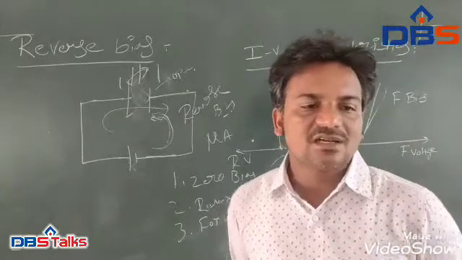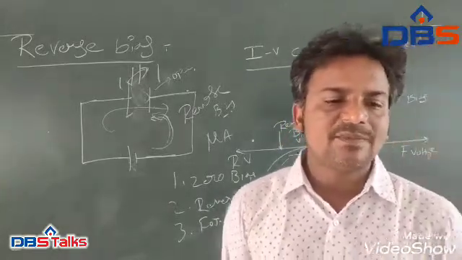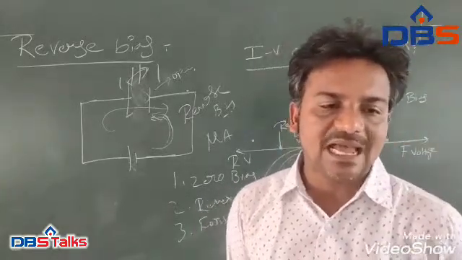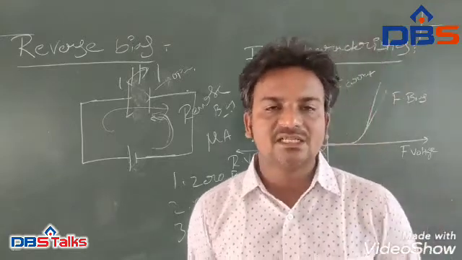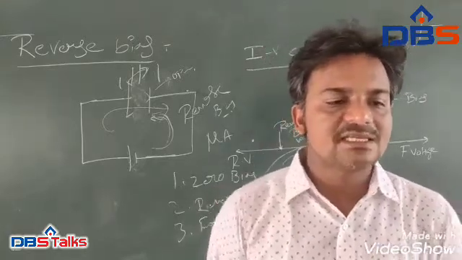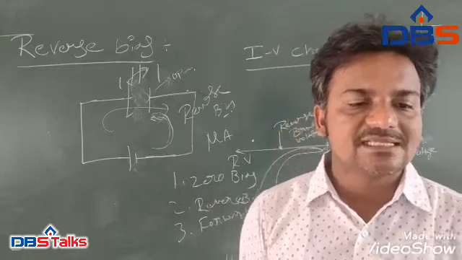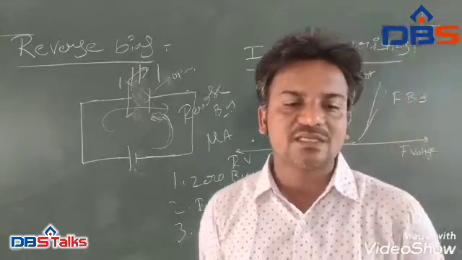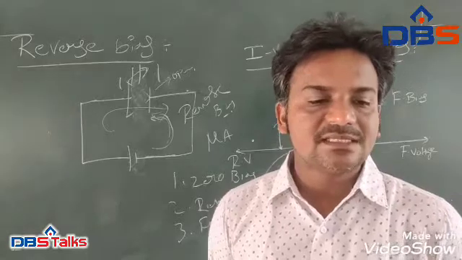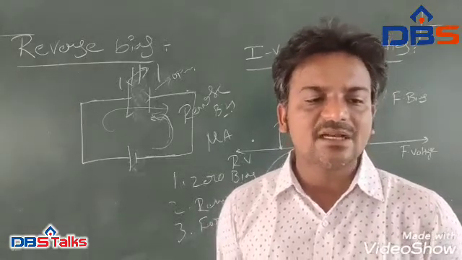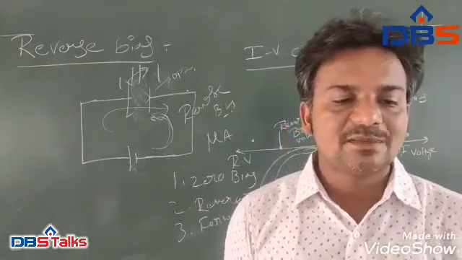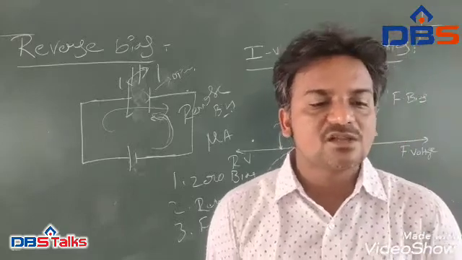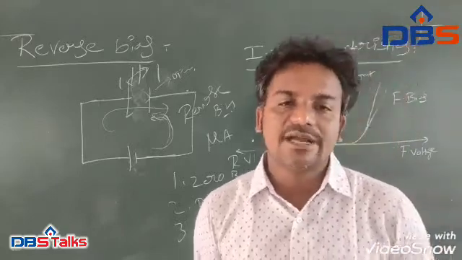So sometimes this avalanche effect has practical applications in voltage stabilizing circuits, where a series limiting resistor is used with the diode to limit this reverse breakdown current to a preset maximum value. So it is also used in Zener diodes.